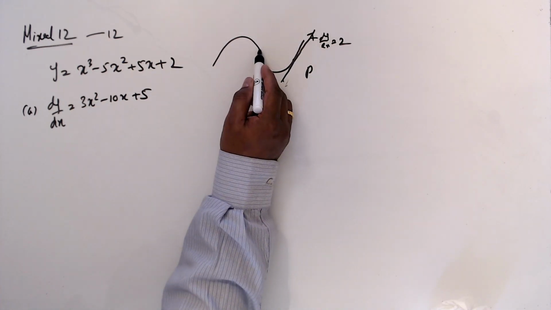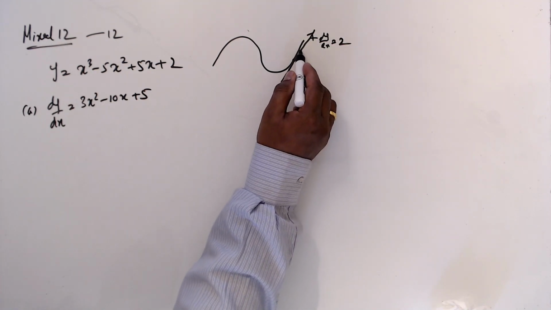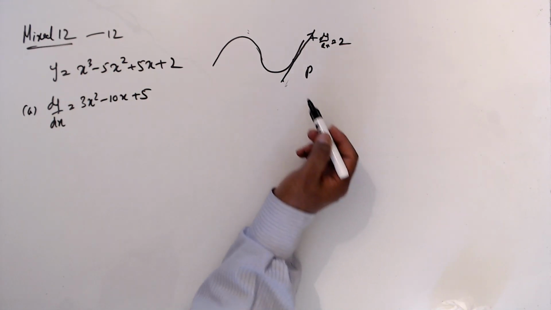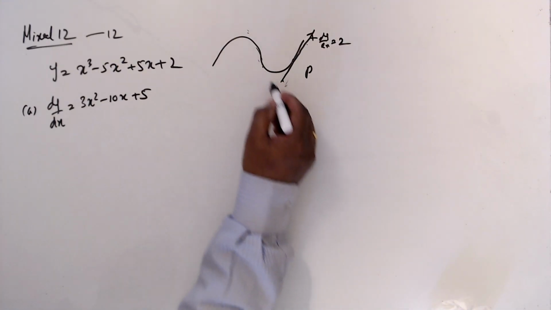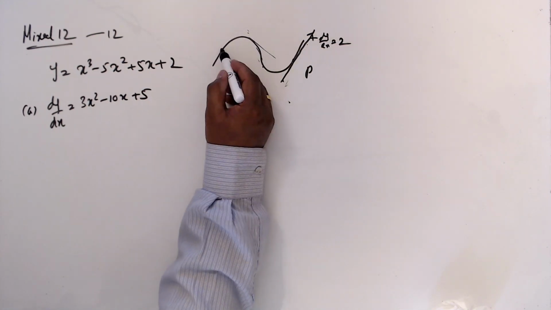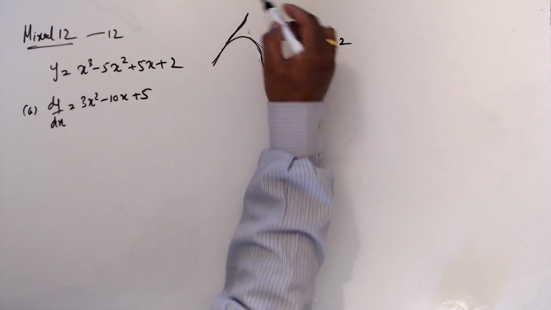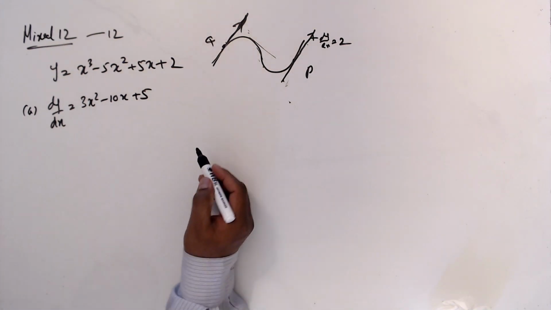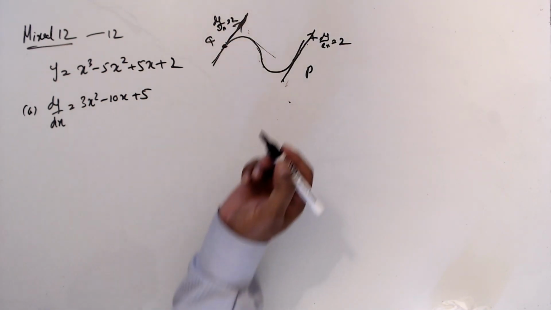If I take this point and draw a tangent, this tangent and this one are not parallel. So what is the best place to get Q parallel to P? If you pick here, no, it's not parallel. If you pick something here, I can see that this one and this one are parallel. So this is going to be Q. dy by dx at Q is also 2.